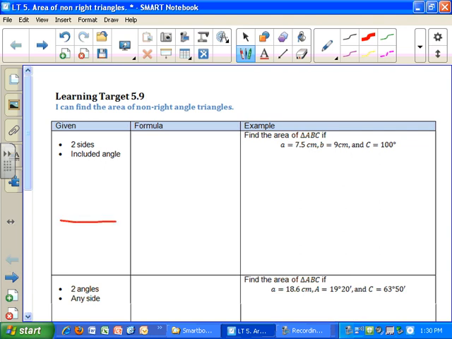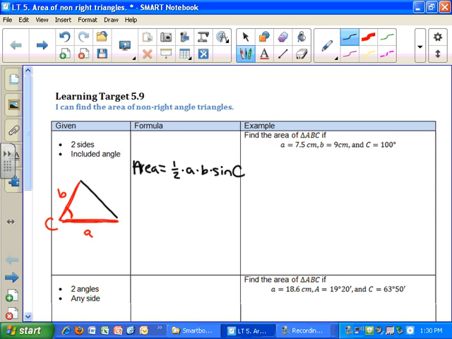So let's say we've got this side is A, and this side is B, and then we know this angle C, and we want to find the area. Okay, the formula for that would be area equals 1/2 A times B times the sine of C.